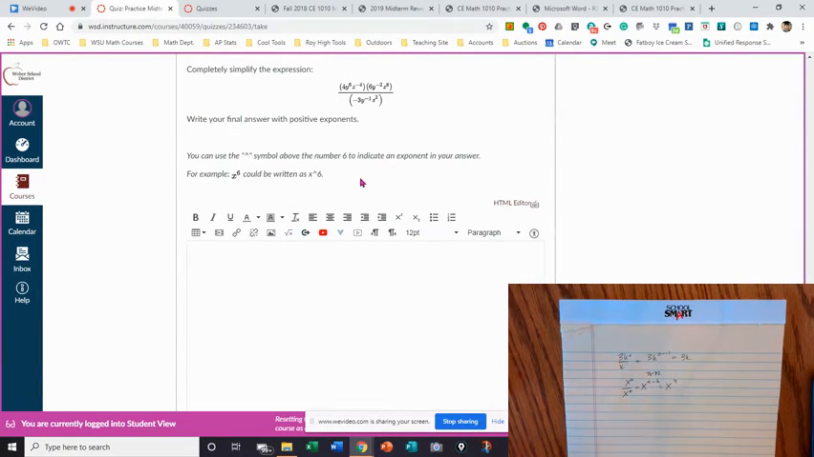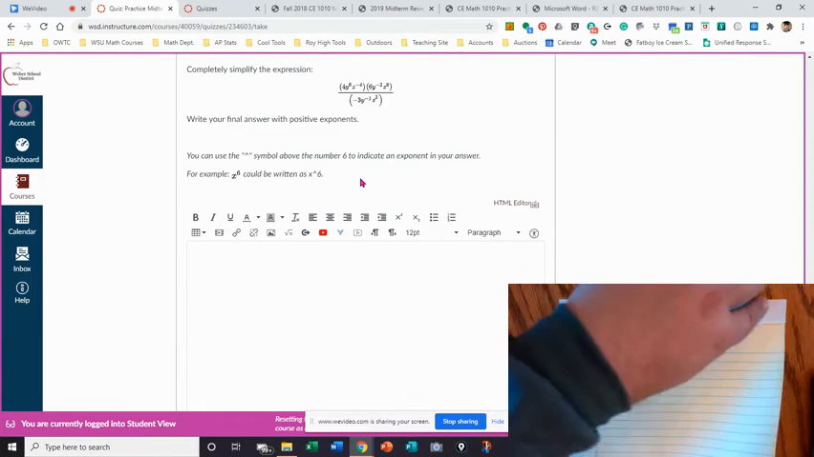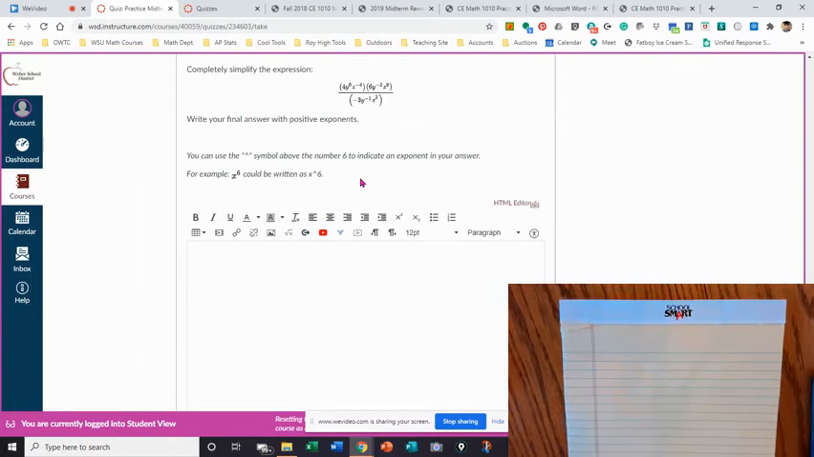Cool. Completely simplify that expression. Yikes. Okay, and type it in.